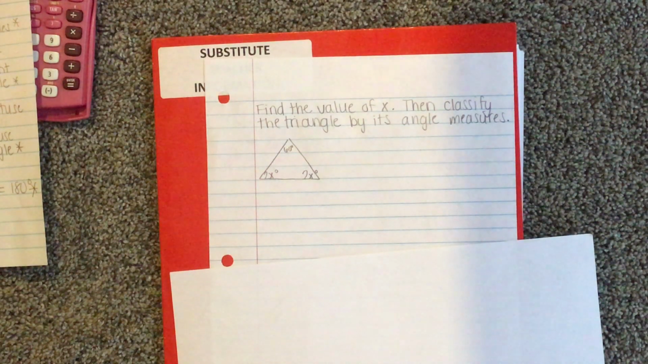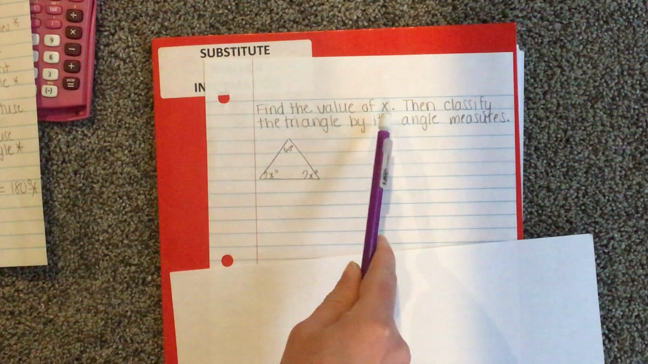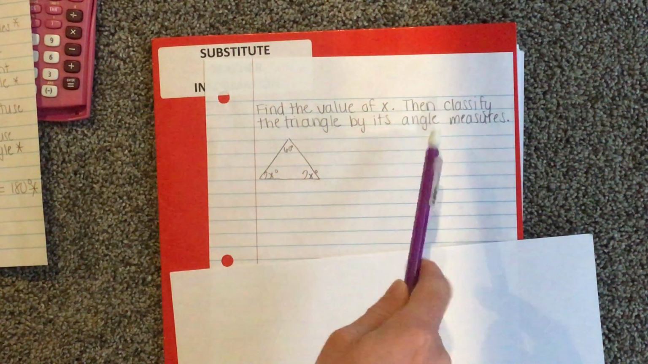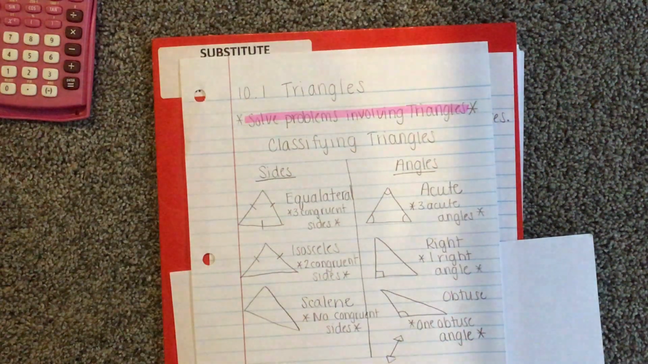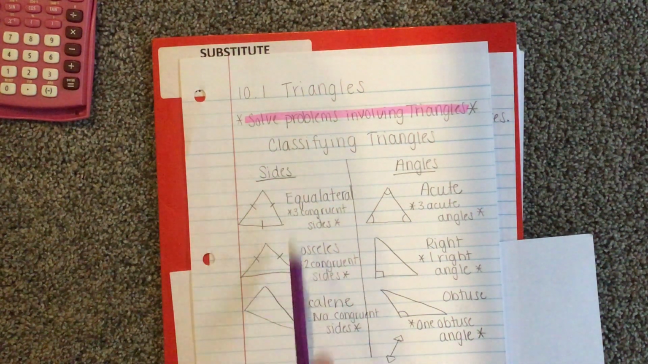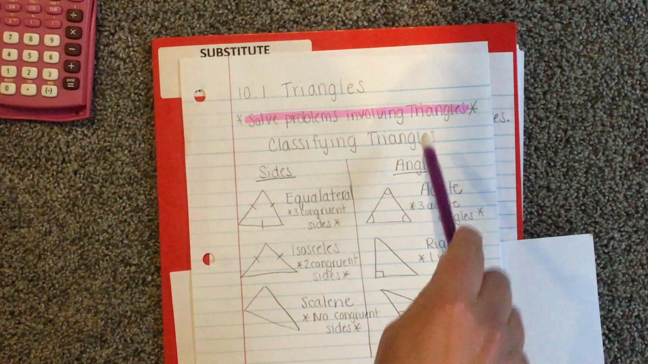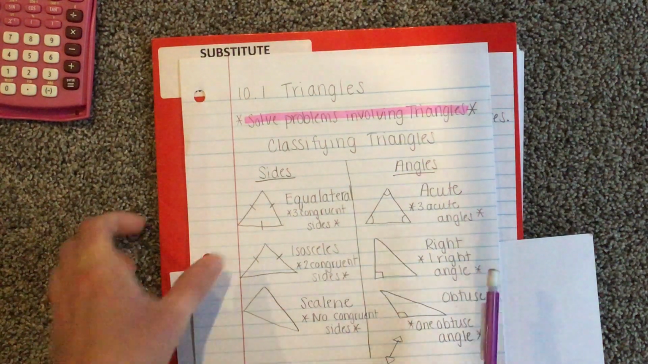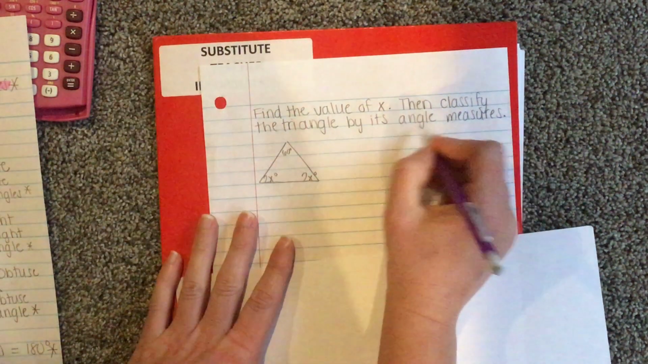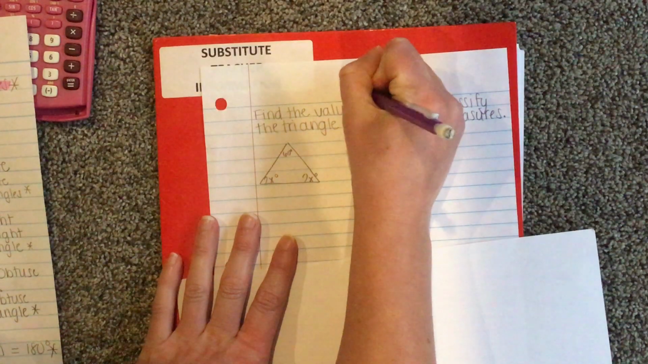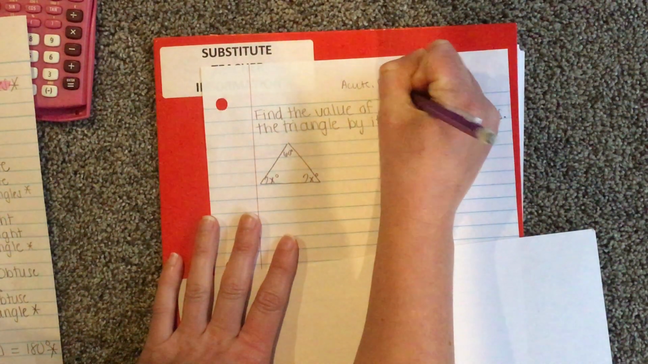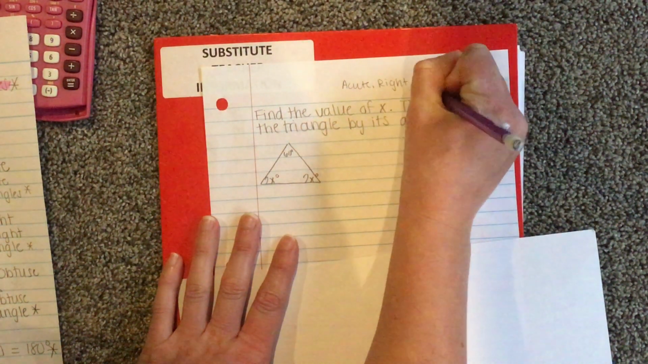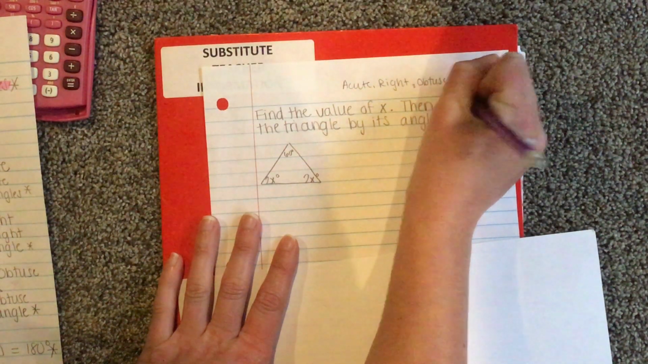The learning target is to solve problems including triangles. Find the value of x, then classify the triangle by its angle measures. Keep in mind that there are two ways to classify triangles, by its sides or by its angles. This question specifically asks us to classify it by its angles. So my three options are acute, right, or obtuse. I'm going to write that up here. If I'm working with angle measurements, it's acute, right, or obtuse are my three options.